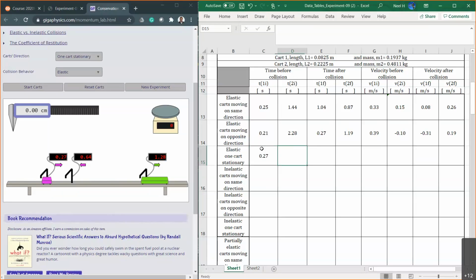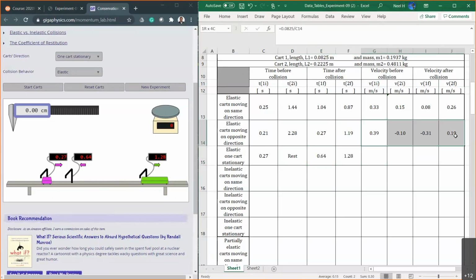Before collision, cart number 2, which is at rest, which means the time I'm going to put 0 there, but that 0 has no meaning because I can't divide by 0 to get the velocity, right? If you divide the distance by 0, that will give you a wrong answer. So I'm going to just write here "at rest." Then cart number 1 after collision moving backward, time is 0.64. And then cart number 2 after collision moving rightward, time is 1.28.